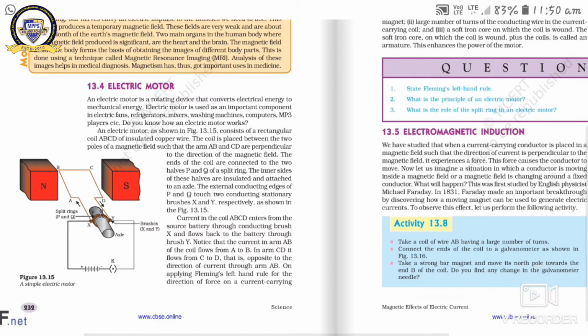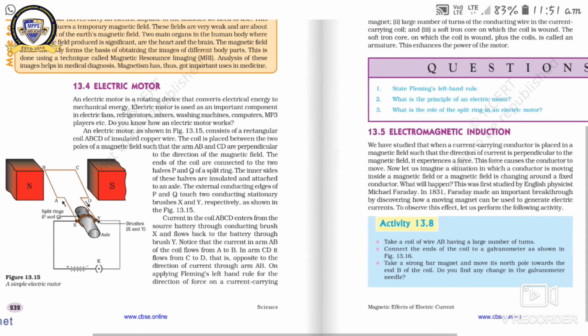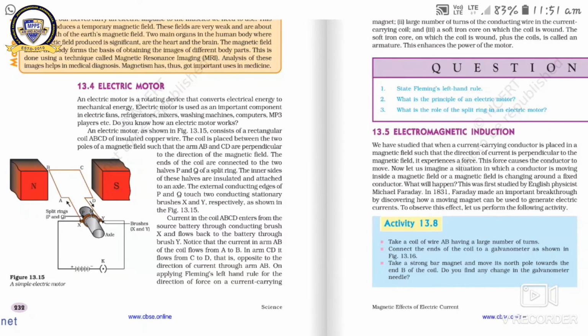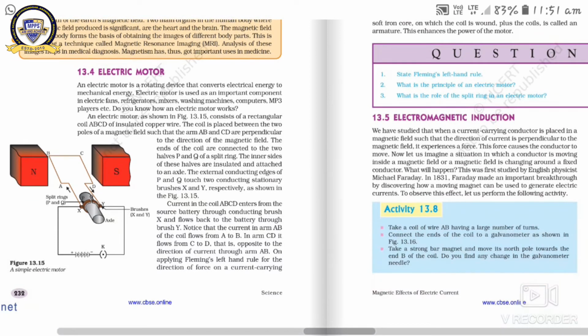Oh yes, you can understand it with the help of the given figure and all the components described in figure 13.15. An electric motor, shown in the figure, consists of a rectangular coil ABCD. Here ABCD is the rectangular coil of insulated copper wire. The coil is placed between the two poles of a magnetic field such that the arms AB and CD are perpendicular to the direction of the magnetic field. It means you have to place the rectangular coil in such a way that the arms AB and CD are perpendicular to the direction of the magnetic field. The ends of the coil are connected to the two halves P and Q of a split ring.